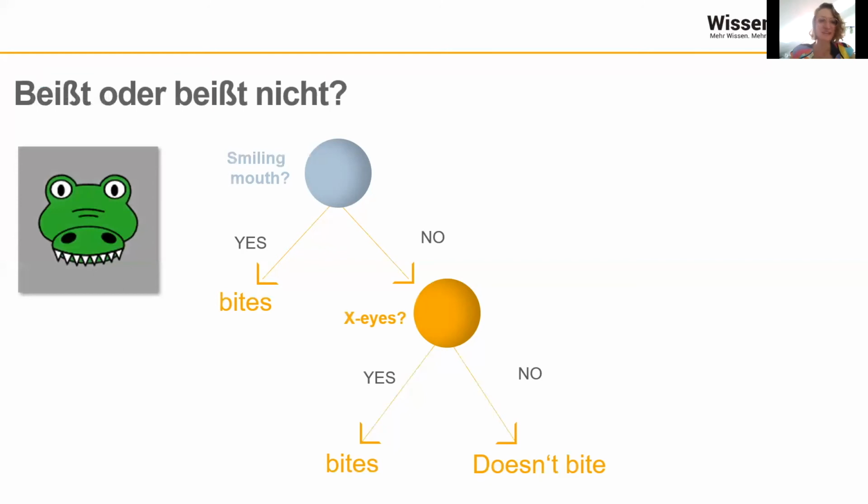Let's decide whether this animal bites or not. This is a crocodile. And if I use the decision tree, which worked for the monkeys, then I would say, okay, does the crocodile have a smiling mouth? No. Does it have X eyes? No. So according to my decision tree, this crocodile doesn't bite. Our world knowledge, however, tells us, of course, this animal bites.